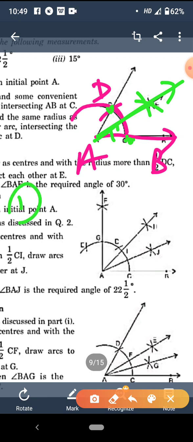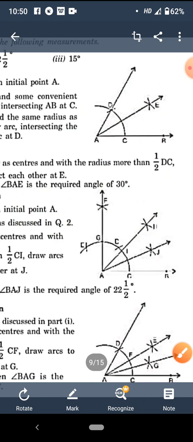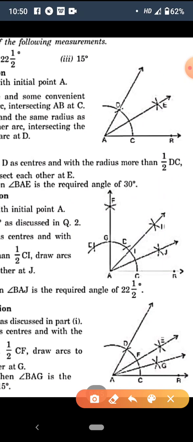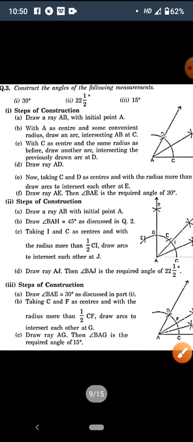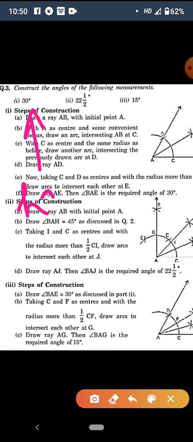So what will you write? First of all, we draw a ray. We drew a ray AB, okay. By taking A as a center and with 2 centimeter radius we draw a semicircle. Then by putting your compass at C we draw an arc D. Then by putting compass at C and D we draw arcs which meet at E. So in this manner you will draw an angle of 30 degrees. You must be clear in your mind whose half is 30 degree. 30 degree is the half of 60 degree.